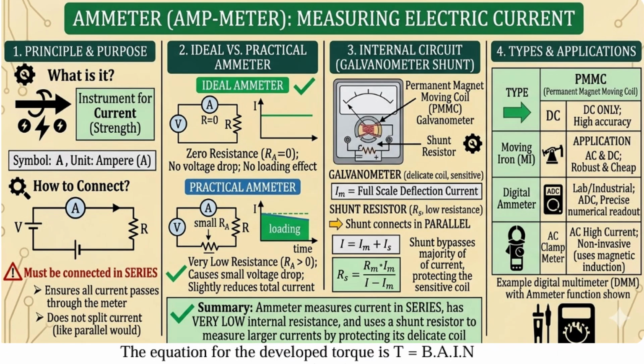Now we'll look into some electronics circuits. Here an ammeter is shown. An ammeter is used in order to measure current only. This is one type of ideal ammeter.